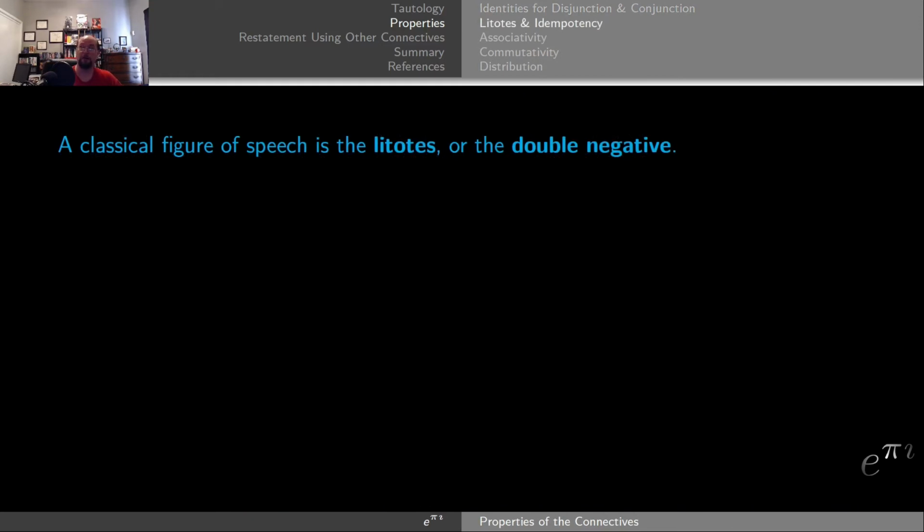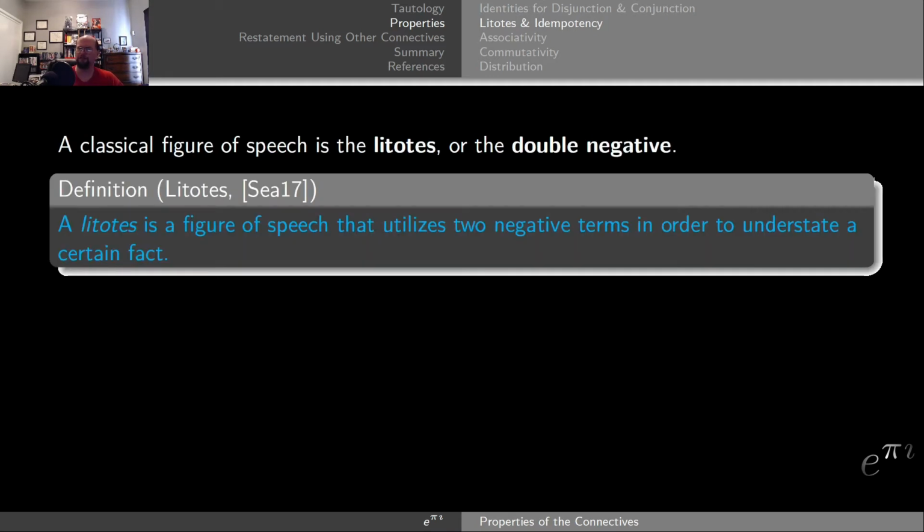The next property comes from a classical figure of speech, what's known as the litotes, or the double negative. So, a litotes is a figure of speech that utilizes two negative terms in order to understate some certain fact.